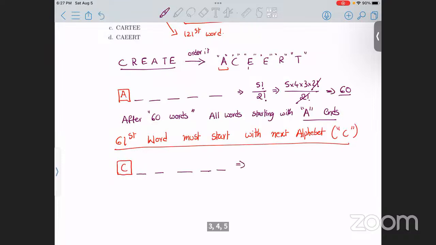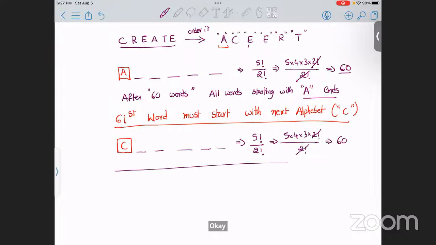Again, there are 2 E's. So 5 factorial divided by 2 factorial, that is equal to 5 into 4 into 3 into 2 factorial divided by 2 factorial. It will be the same 60.